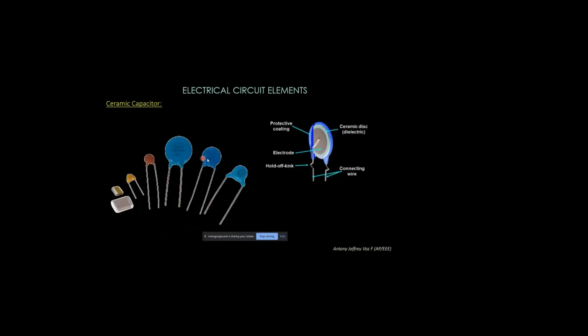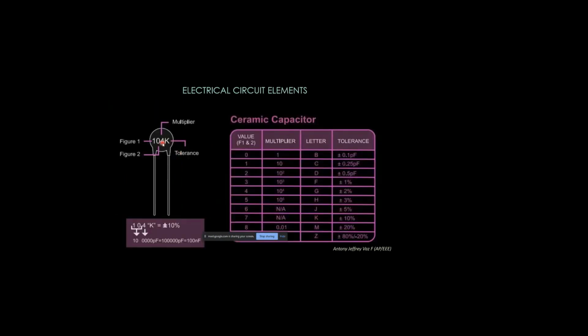You can see some values here. 103 is written on this capacitor, and here 561K is represented on this capacitor. So these values represent the capacitance present in it. Here you can see 104K. Here 1 is figure 1, 0 is figure 2, and 4 is the multiplier.